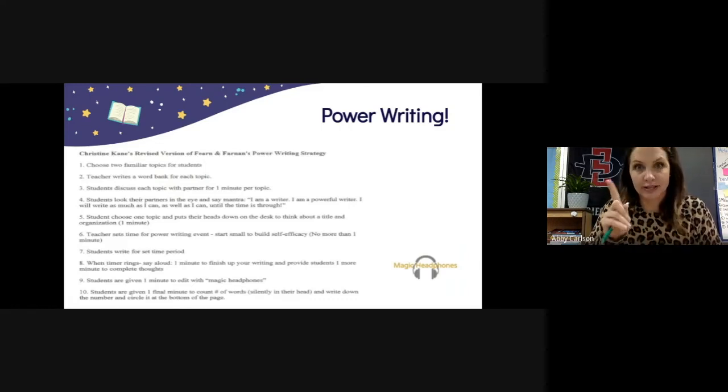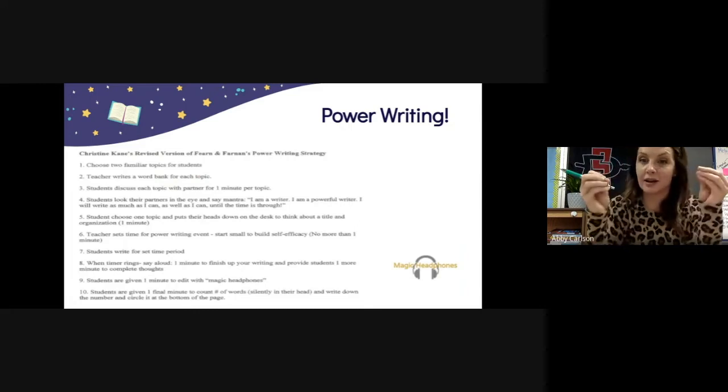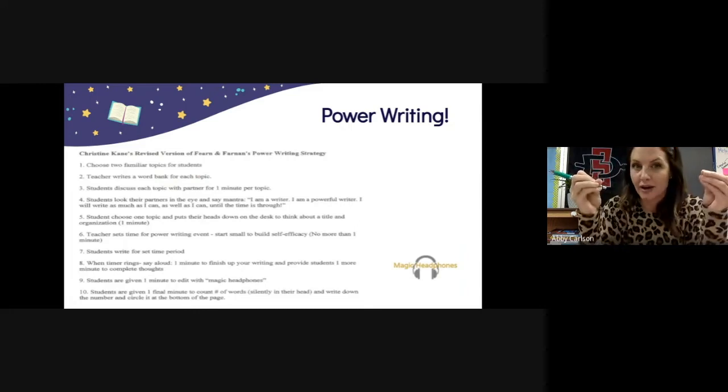Students almost always ask, can we write about both? Of course you can. The goal is fluency. But I ask students to really start honing in on what they are going to write, thinking about their organization. How are they going to start? Are they going to start with a sound? Are they going to start with a time word? Are they going to start with facts?